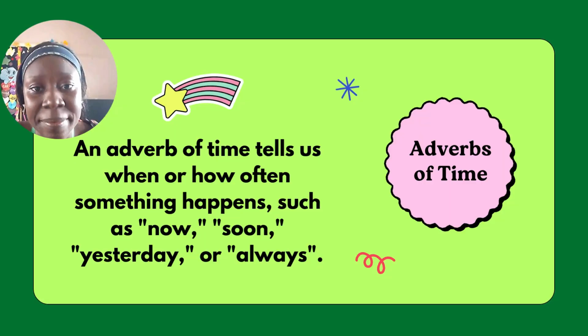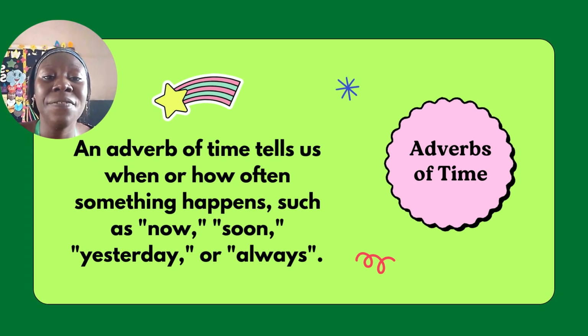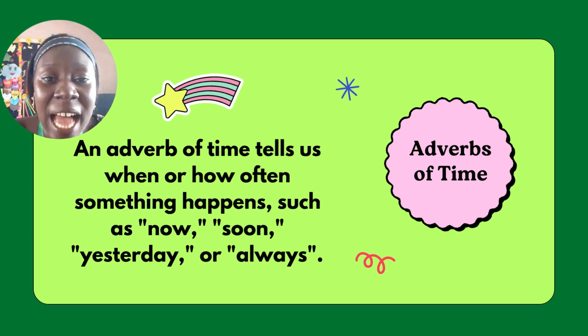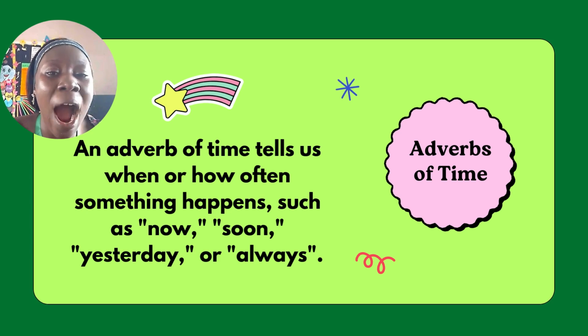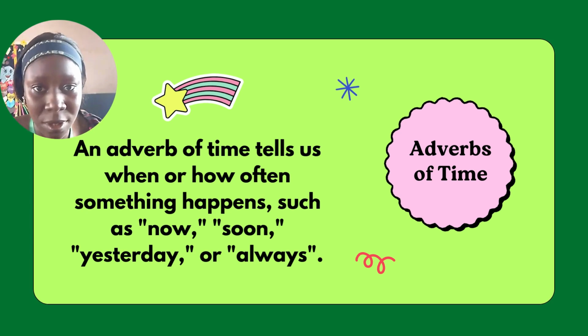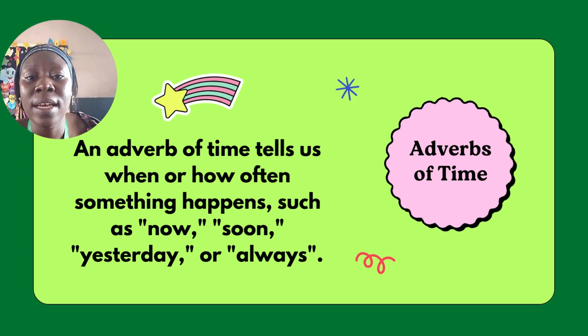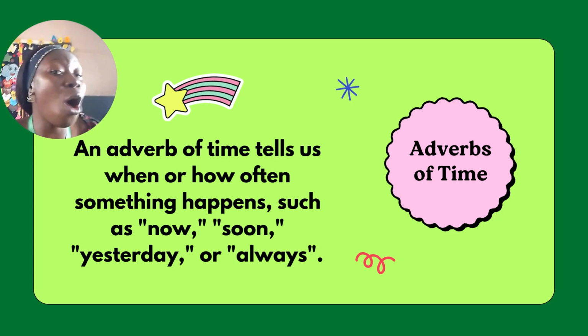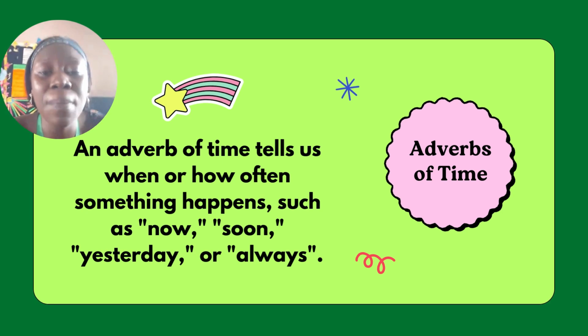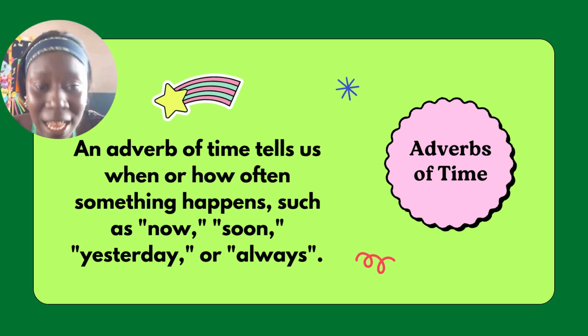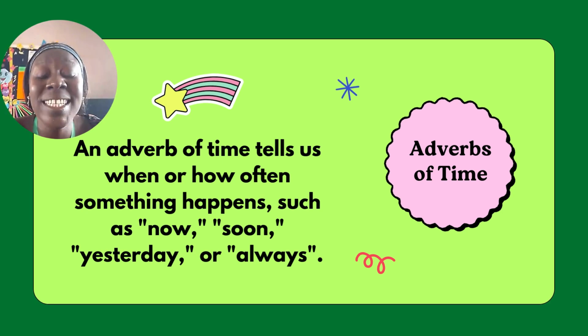Adverb of time. We've talked about adverb of manner, now we're talking about adverb of time. Adverb of time tells us when or how often something happens, such as now, soon, yesterday, every day, or always. So it talks about how often something happens. That's adverb of what? Time.